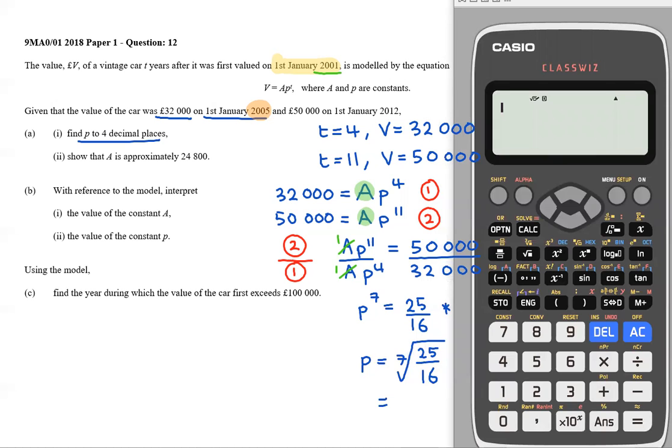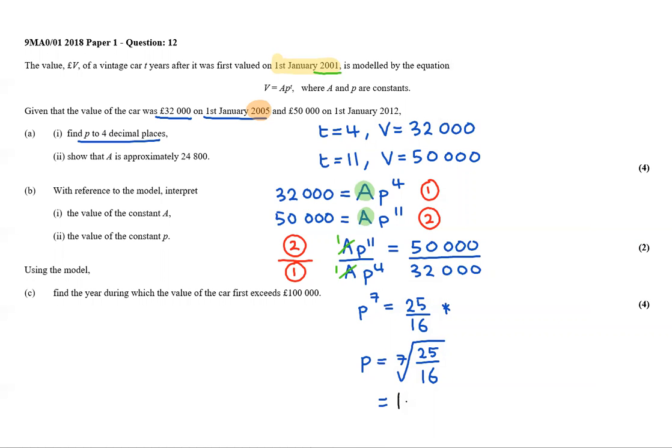Just type it all in. I do 25 over 16. Now, all that needs to be raised to the power. In fact, I'm going to do that again. Let's put it in brackets. So do 25 over 16, close the bracket, raise all that to the power 1 over 7, which is essentially what the 7th root is, isn't it? And we get 1.0658. Now that will be to 4 decimal places. So we write that down to the accuracy it's specified.